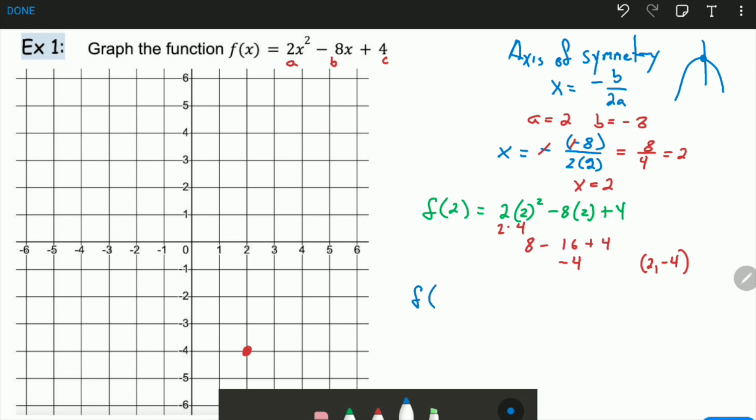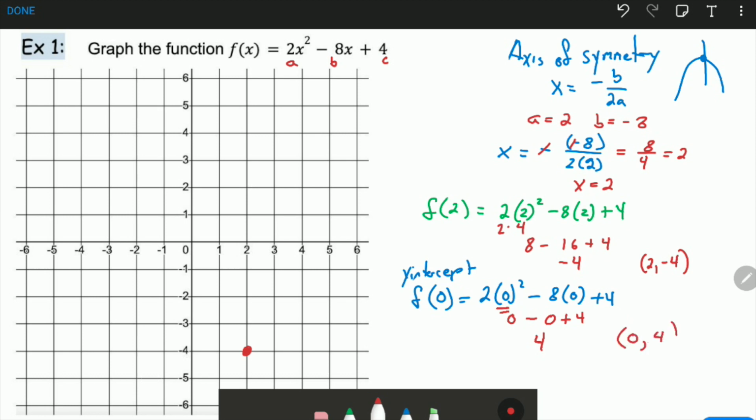We're going to go ahead and just plug another x value in like we did before. And typically a great way to do it is plug in 0. If you plug in 0, this gives you the y-intercept, because every ordered pair on the y-axis has an x value of 0. So 2 times 0 squared minus 8 times 0 plus 4. 0 squared is 0, and 0 times 2 is 0. 8 times 0 is 0. So overall we get 4, which means our second ordered pair, the y-intercept, is 0, 4.